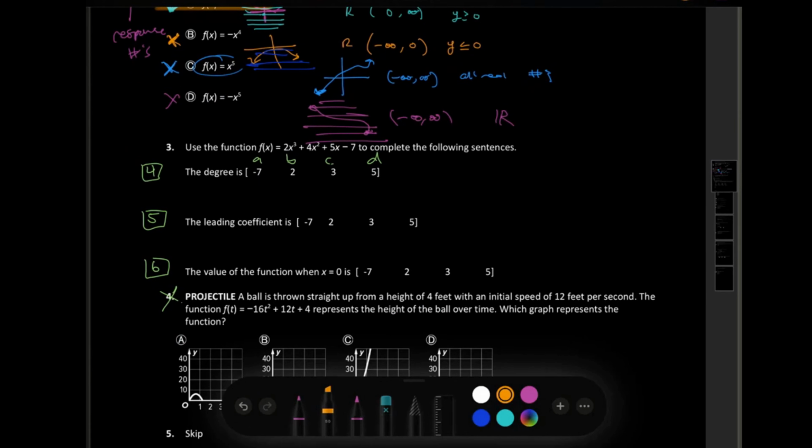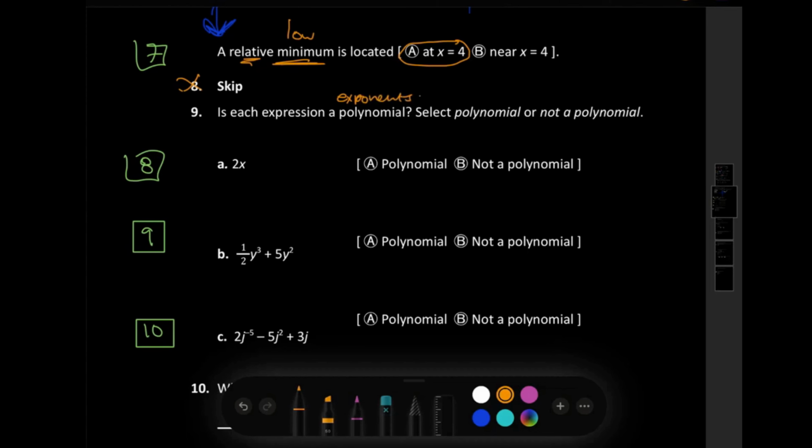8 and 9. And number 8 we skipped. Number 9 is each expression a polynomial. So a couple of things here. Remember, the exponents should be whole numbers. So that means no negatives, fractions, or variables, like 2 to the x power. That's an example. Or x to the 1/2. Or x to the -3. Does that make sense? Okay.